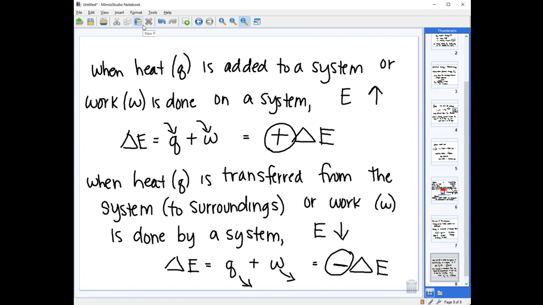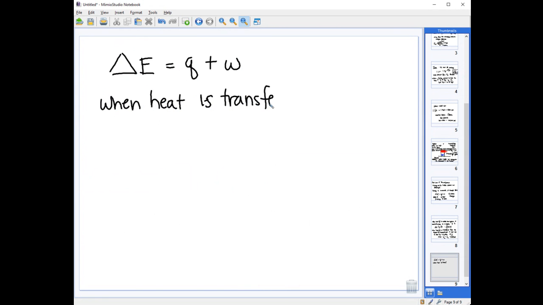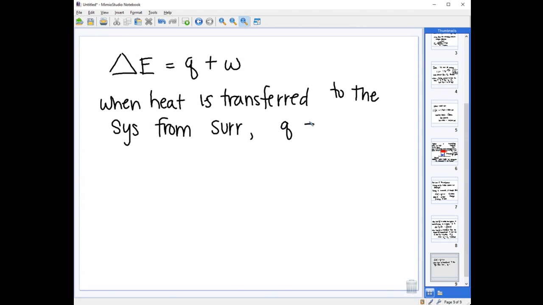So if we look at that another way, because we're going to be mostly concerned with heat. Okay, so let me write my formula again. When heat, so let's just look specifically at heat. When heat is transferred to the system from the surroundings, Q is positive.